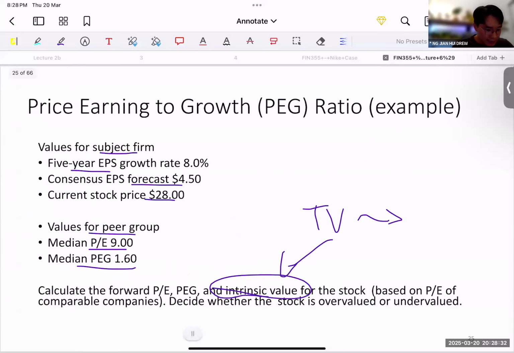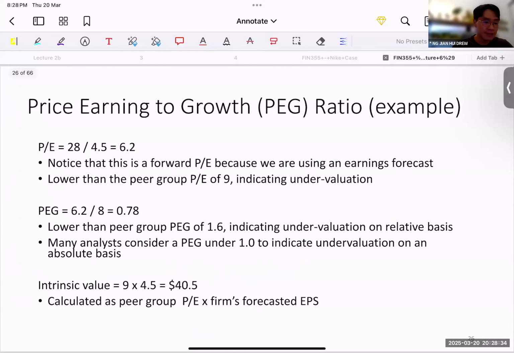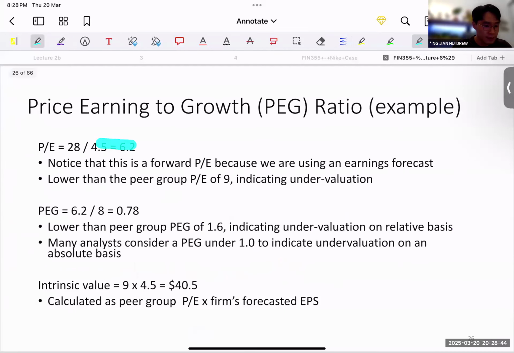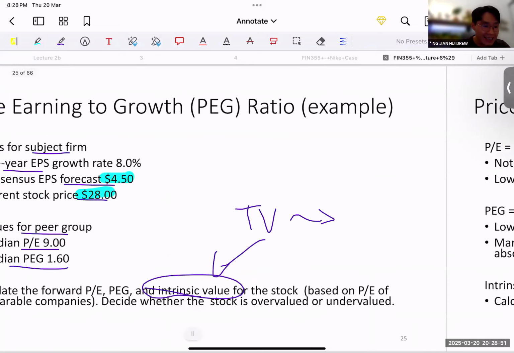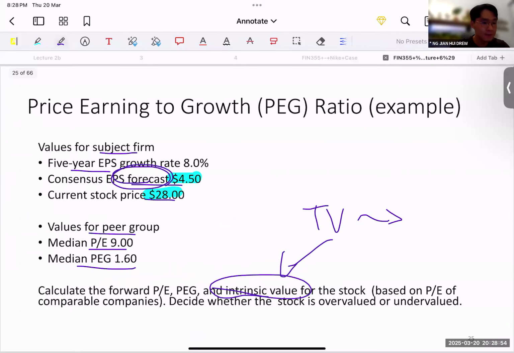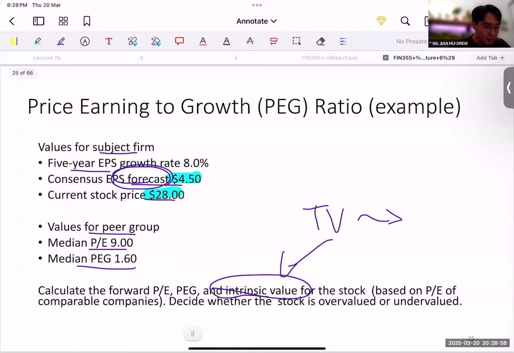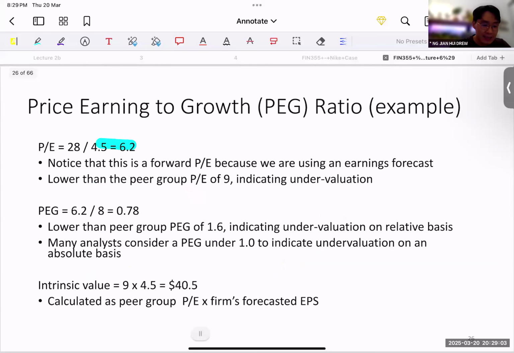So first one is the PE ratio. We just take price divided by earnings. So where's the price? Let me just highlight it. And what's your earnings? Earnings is this, 4.1. So notice that this is the forward PE. Why forward PE? Because we are using the earnings forecast. Earnings forecast here is lower than the price. In terms of the peer group, your median PE is 9, and what you have calculated is 6.2, meaning it's undervalued.